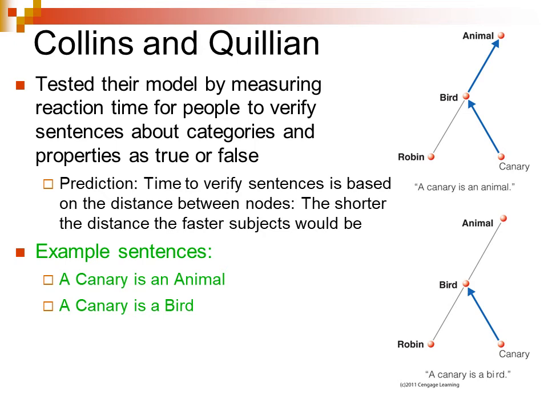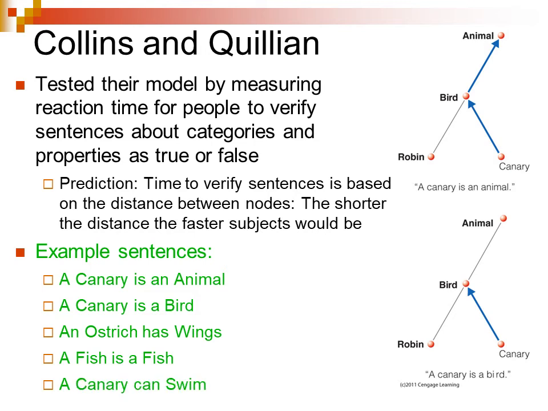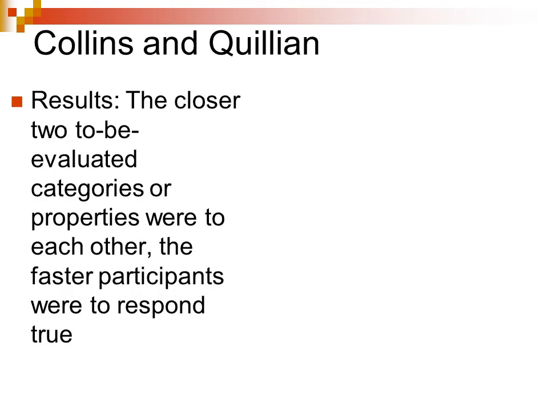Other types of sentences participants would verify would be sentences like an ostrich has wings. So here you have a question or sentence about a category and a property. Other examples, a fish is a fish. And then there are false sentences as well, like a canary can swim. So what did Collins and Quillian find?